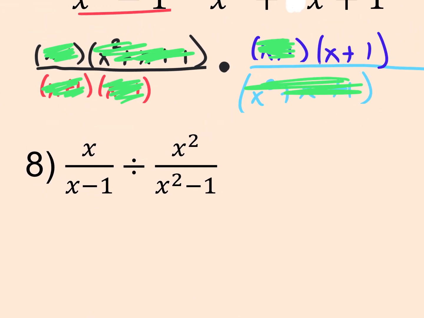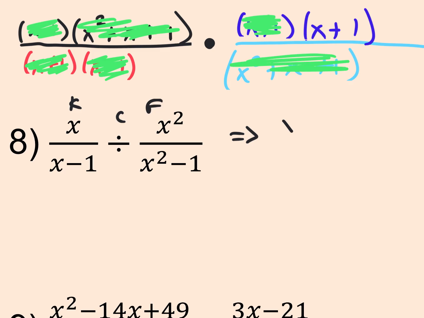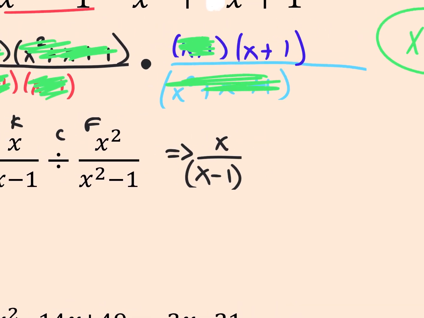What's the problem here? It's division. We got to keep, change, flip. I'll rewrite it. So I have x over x minus 1, in parentheses, times x squared minus 1 over x squared. I know some of you are going to go ahead and factor when you flip it. It's up to you. I'm just telling you, I don't think it's the greatest idea because when we start to do too many steps in one, we get ourselves confused.